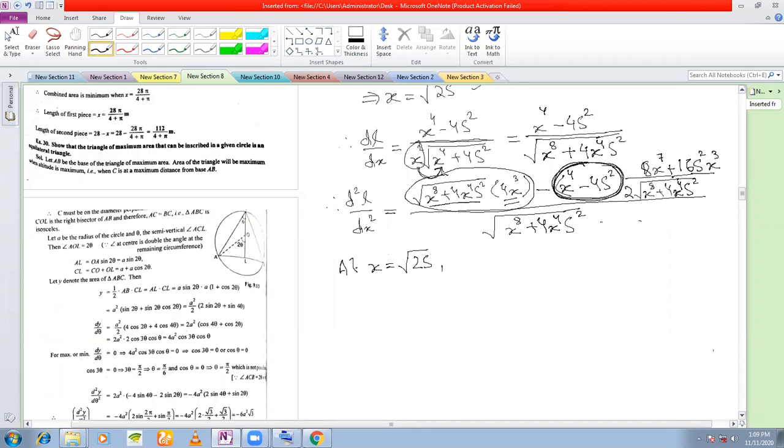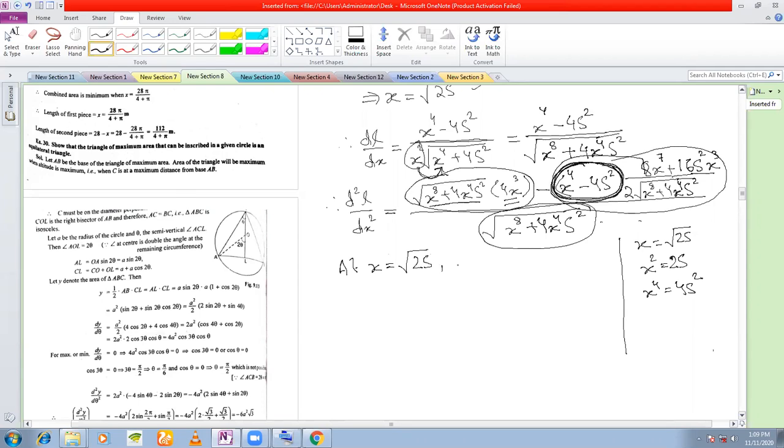See, just a little rough work. If x is equal to root 2s, then x square is 2s, right? What is x to the power of 4? It is 4s square. That means this part, x to the power of 4 minus 4s square, will become 4s square minus 4s square, which is 0. So if this becomes 0, this entire part becomes 0, right? And the denominator is also positive, right?